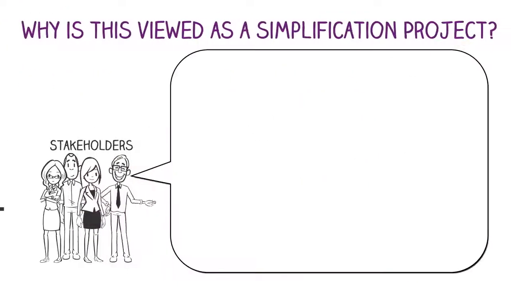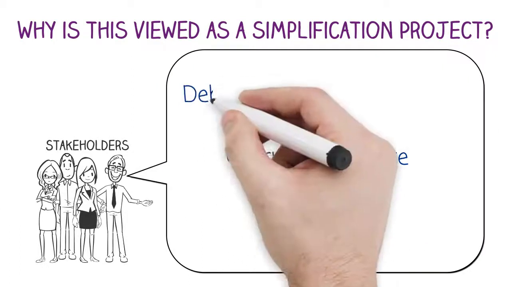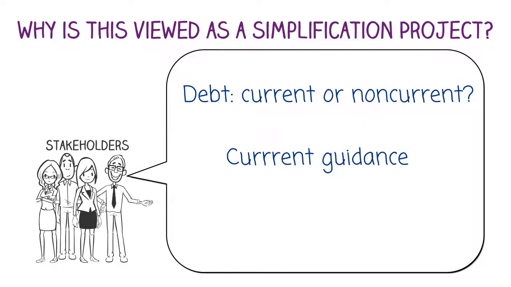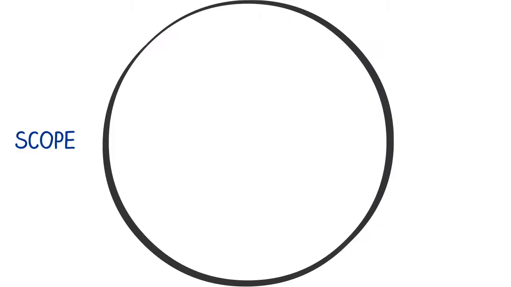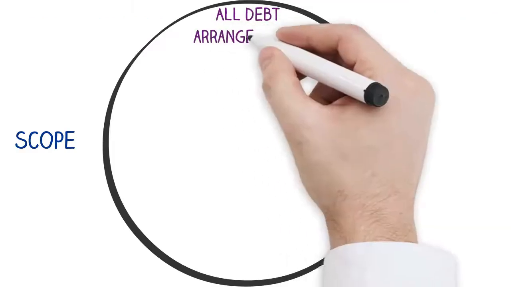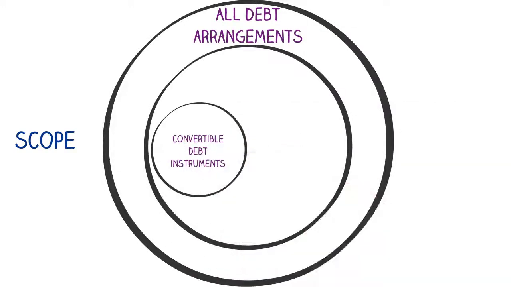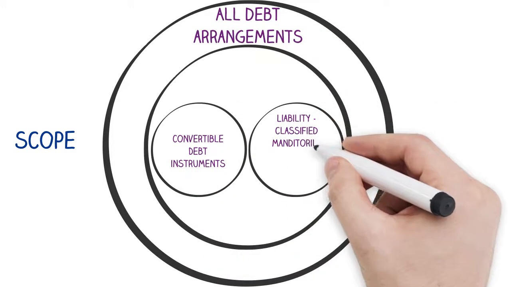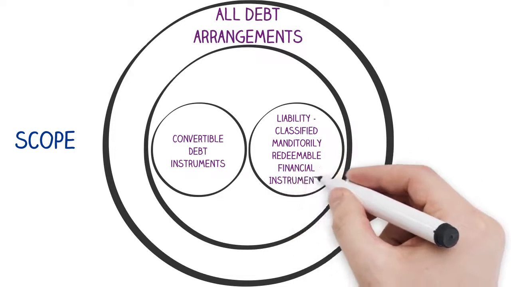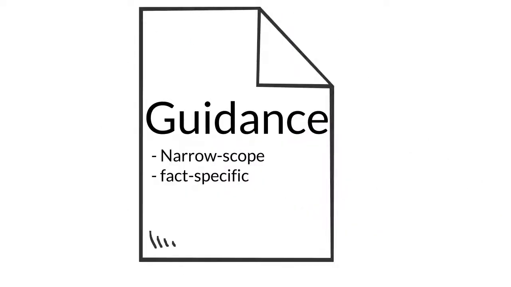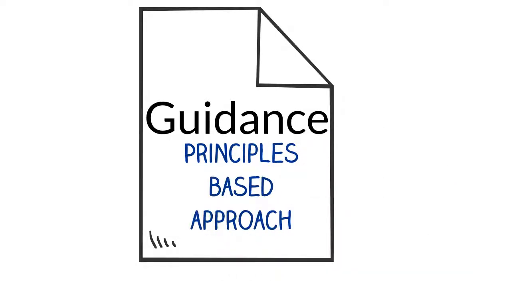Sure. Stakeholders told the board that the current guidance on determining whether debt should be classified as current or non-current is overly complex because it includes guidance on various narrow-scope, fact-specific transactions. In fairness, this guidance has been developed over the years in response to specific questions that have been raised by constituents. The scope of this project would apply to all debt arrangements, including convertible debt instruments and liability-classified mandatorily redeemable financial instruments. The proposal will replace the existing guidance with a principle-based approach.